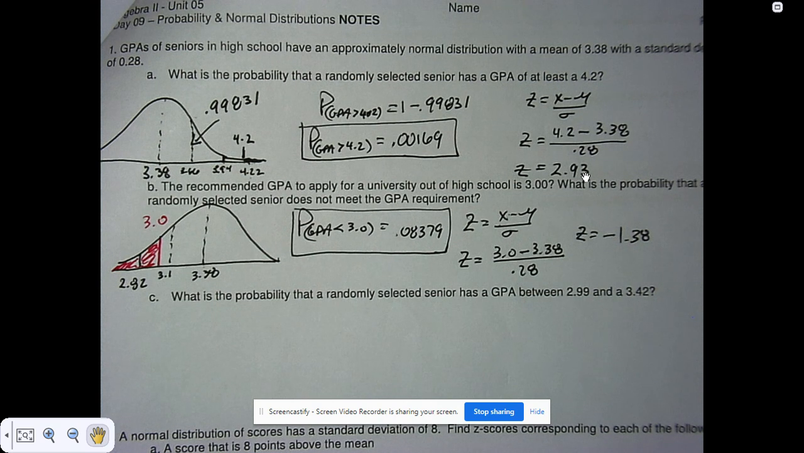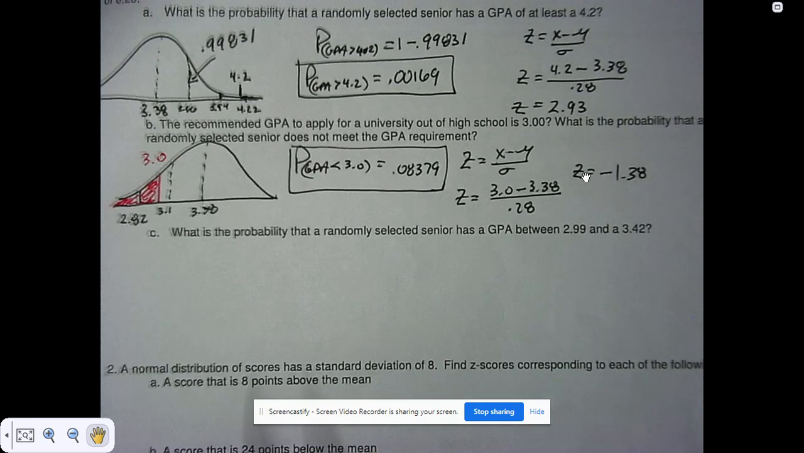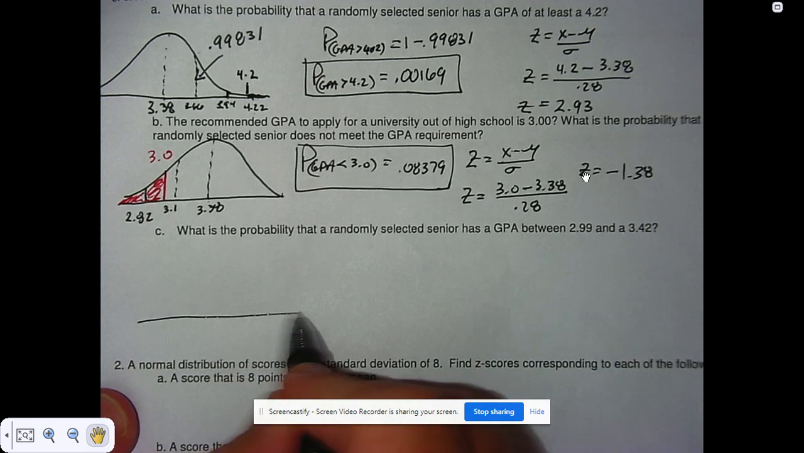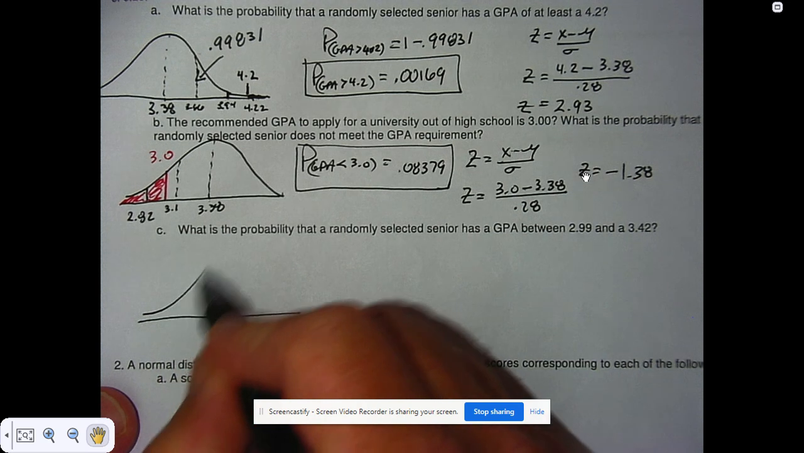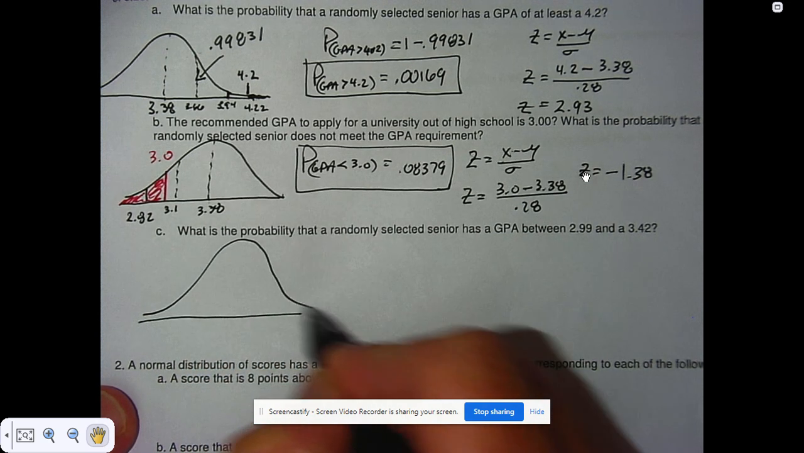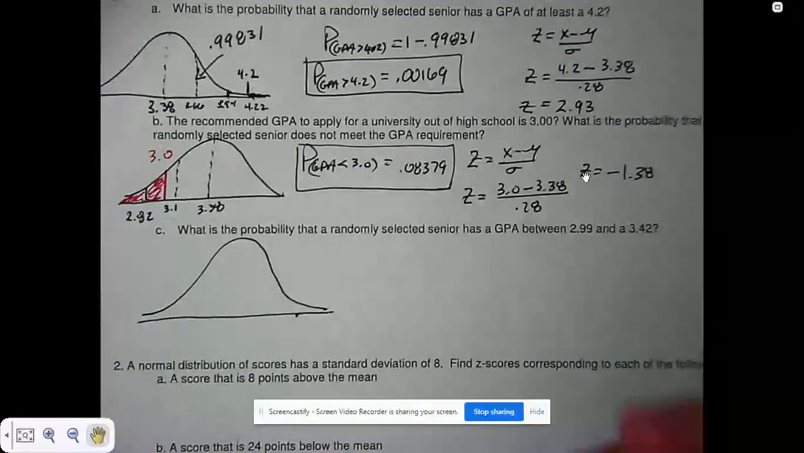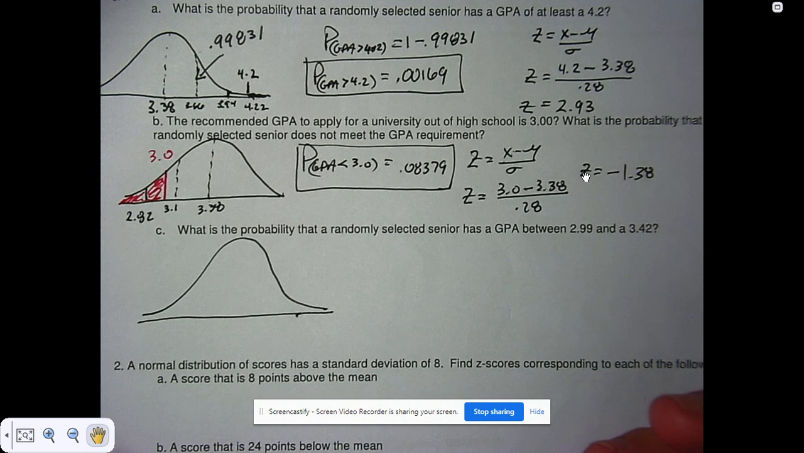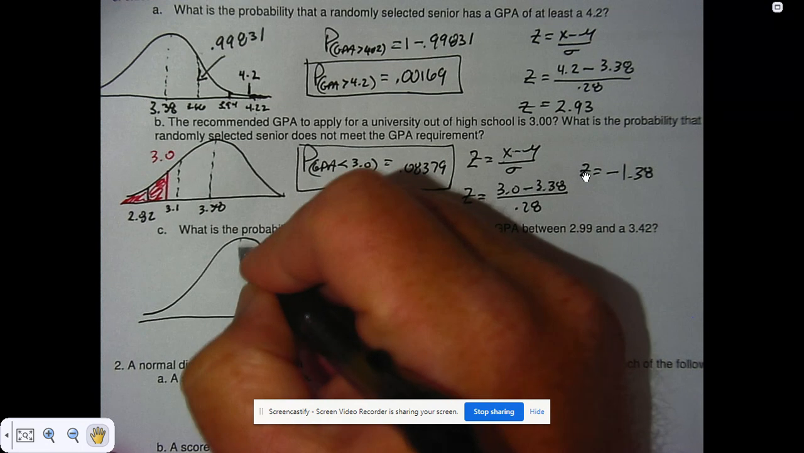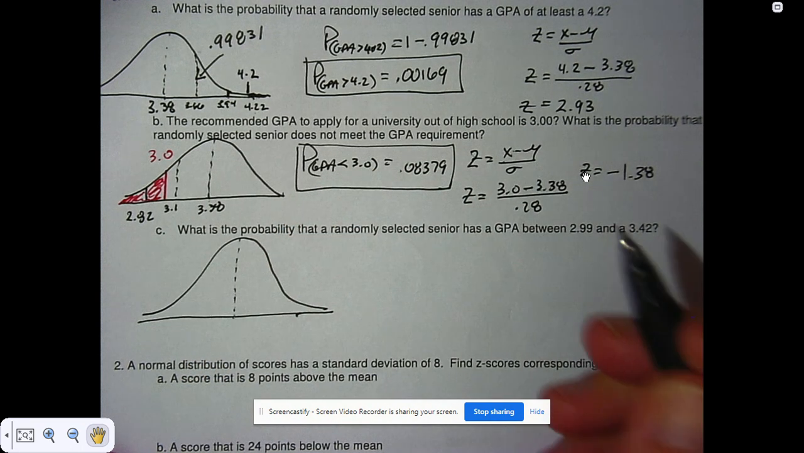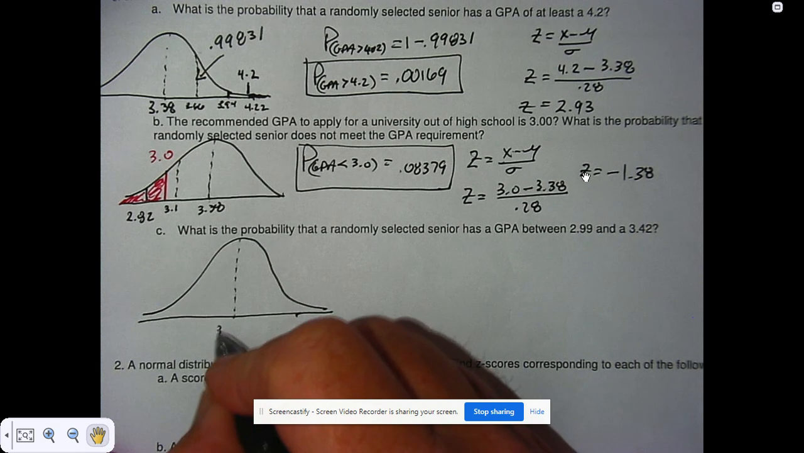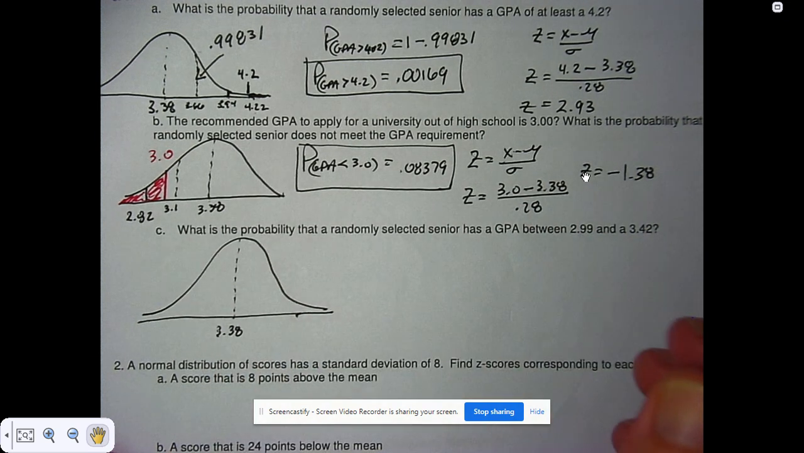What is the probability that a randomly selected senior has a GPA between 2.99 and 3.42? I always suggest that you write out a picture and you label everything and shade what you're looking for. Okay? So, again, this is the same situation. We have 3.38 is our mean. Standard deviations, we'll have to go back to 2.99 and all the way up to 3.42.